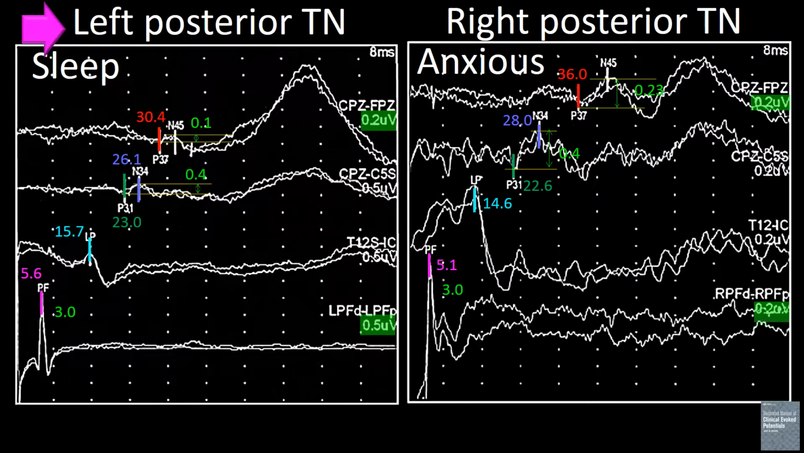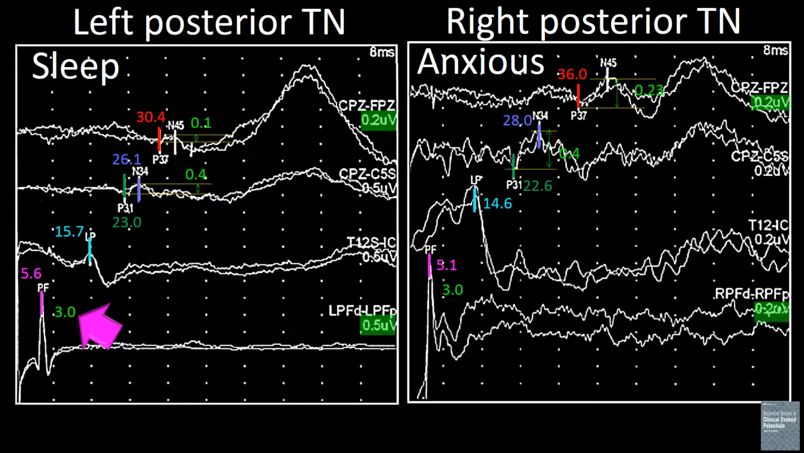When the left side was being recorded, the patient was asleep. When the right leg was being recorded, the patient was anxious. When asleep, the left popliteal fossa potential latency was 5.6 milliseconds, whereas on the right, when awake and anxious, the latency to the popliteal fossa potential was 5.1 milliseconds. The difference is not significant.